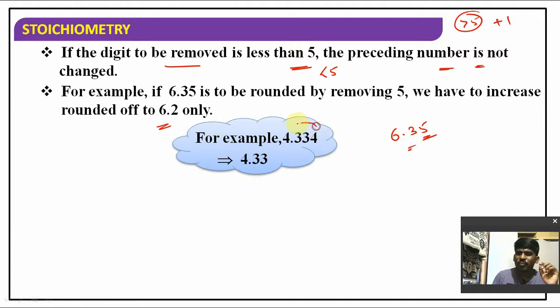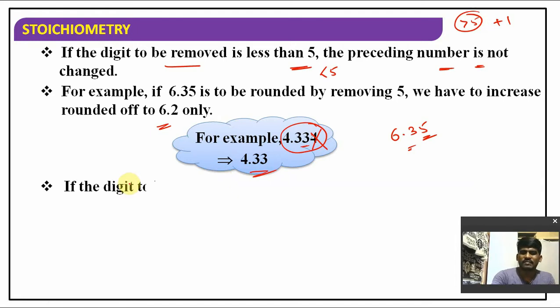For example, 4.334 is there, and the last 4 we have removed, which is less than 5. So, less than 5 means the preceding number, no need to change it, guys. So simply you can write it as 4.33. Understood the point? 4.33 you can write it.